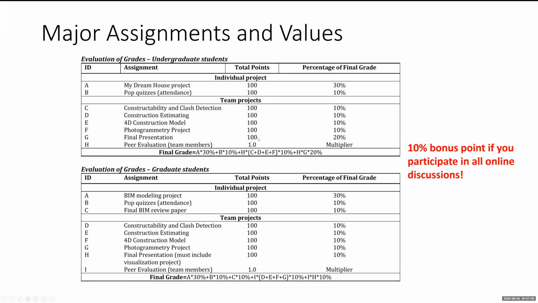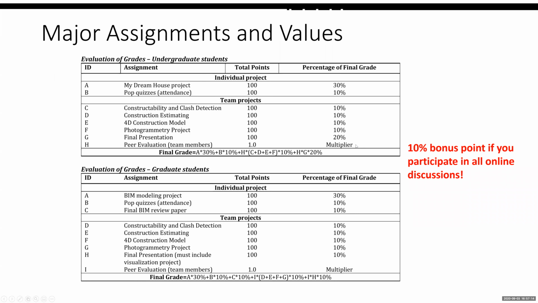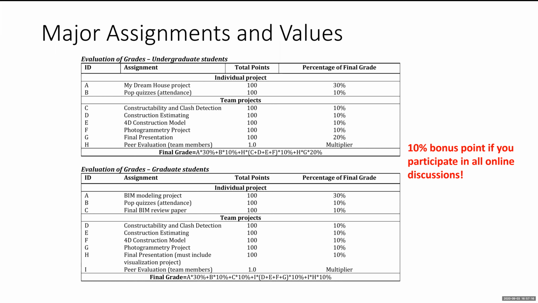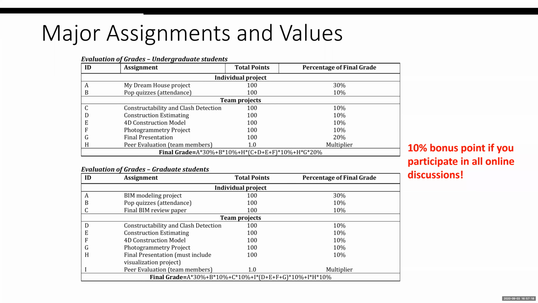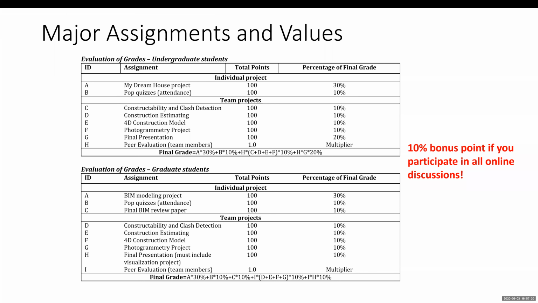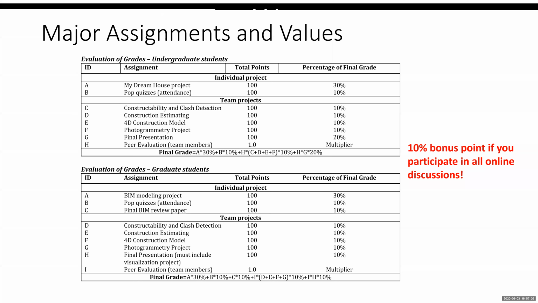Because this is a team project, we will have a peer evaluation. You will evaluate your peers and give a multiplier between 0 and 1.0. So if you don't like that guy or lady, you can give any number between 0 and 1. But I guarantee you, if you give your teammate 0, he or she will fail this course. So think about that before you do it, and be nice to everybody, okay?